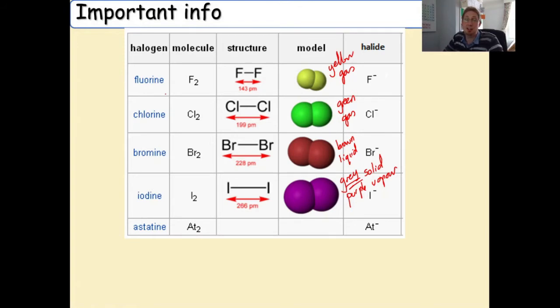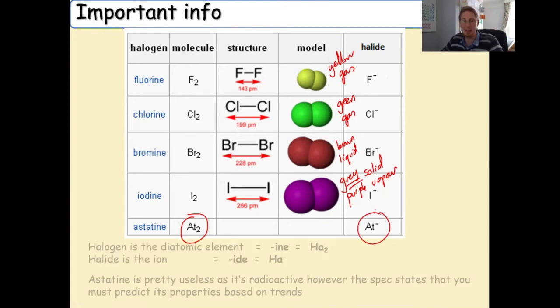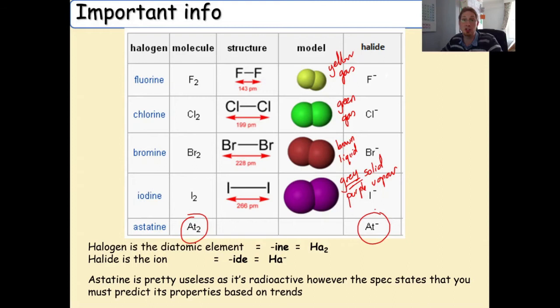It's really essential that you get your terminology right. The difference between a halogen, for example, At2, where it is diatomic, and a halide, for example, At-. If you use the wrong terminology, many mark schemes will penalise you. So the halogen is the diatomic element, Ha2. The halide is the ion, Ha-. As it says down here, the spec states you must predict the properties of astatine and fluorine based on the trends you know for chlorine, bromine and iodine.